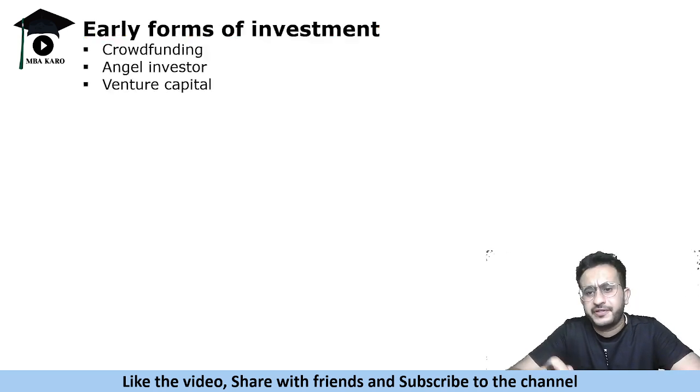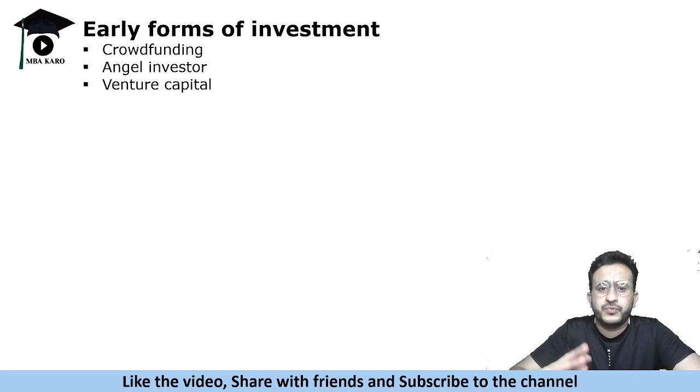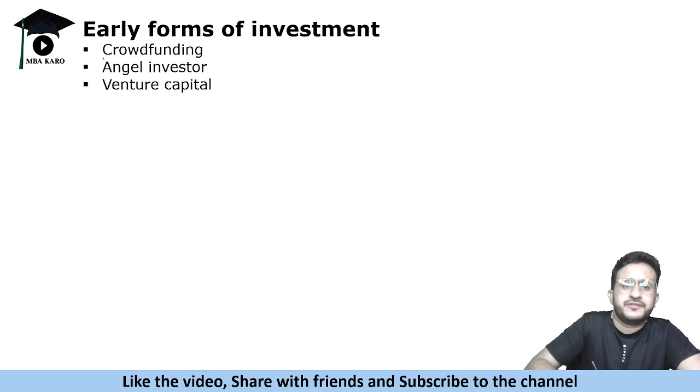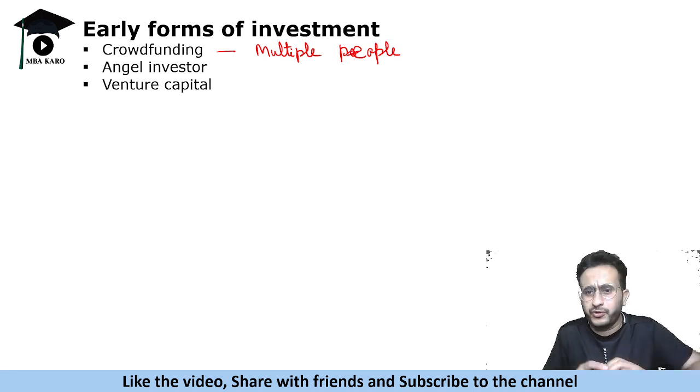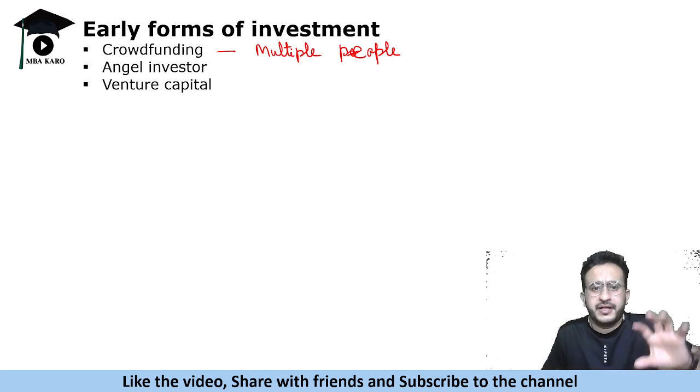Then let us talk about different early forms of funding. One is crowdfunding, angel investor, and venture capital. Crowdfunding is, as you can see, from the crowd. Basically, you pool from multiple people. Now, how do you get from multiple people? Let us say you have a network of people, or you create a social media post.